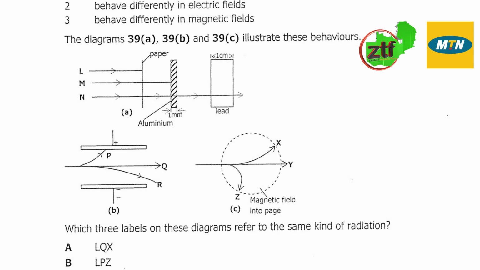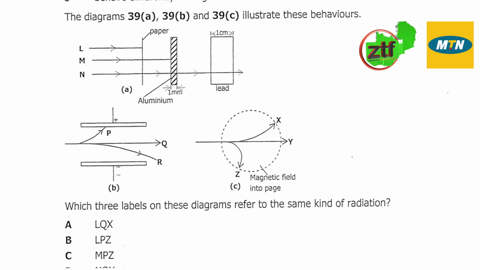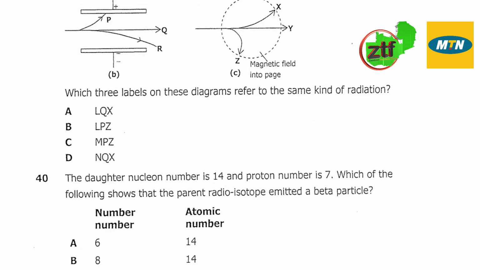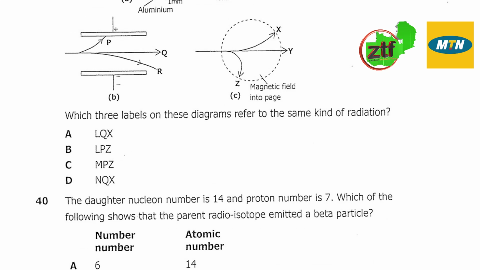And so if we check the other one, we notice N is gamma. So we go to Q, which is gamma, but X is contradicting. So we are left with only one choice, which is C, as the right answer.